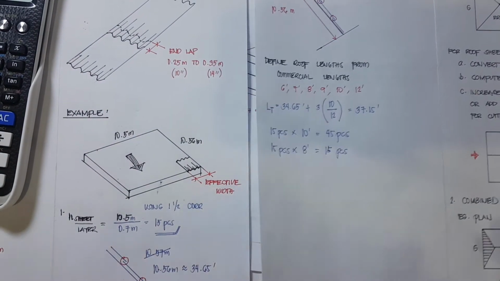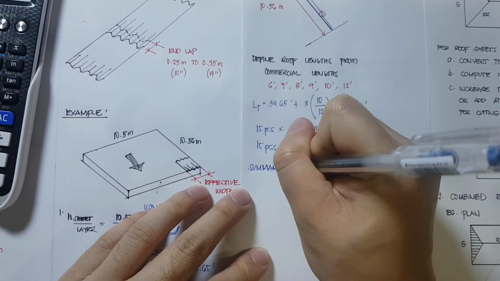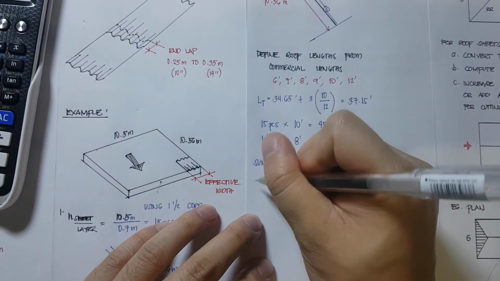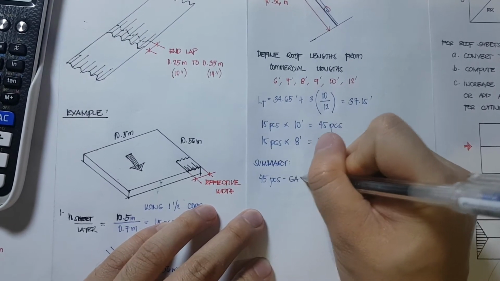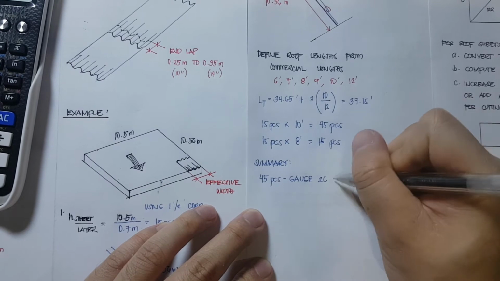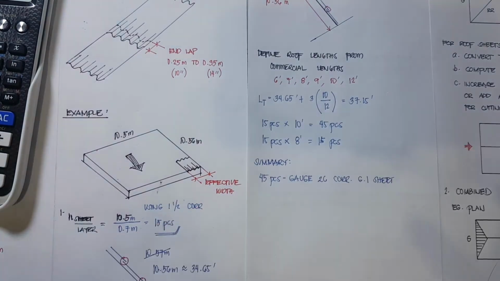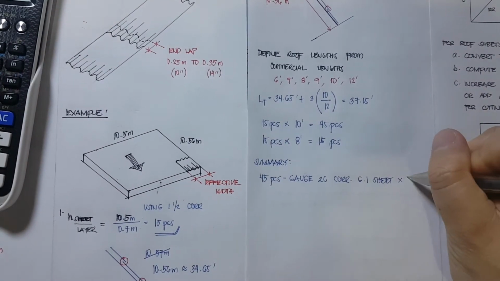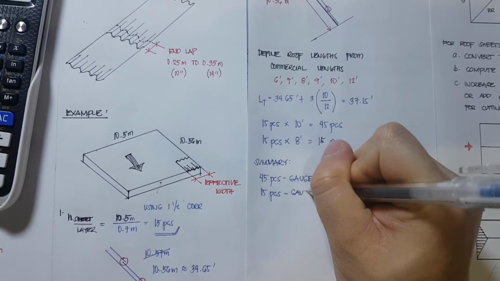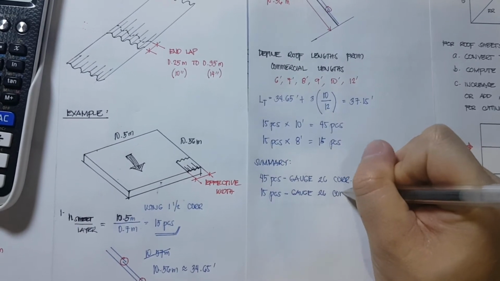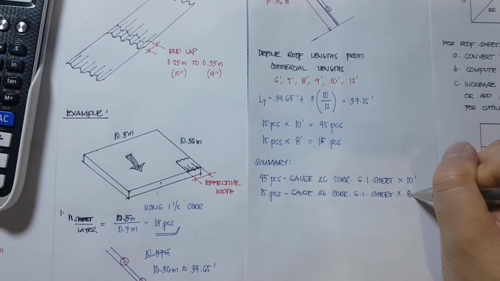Okay? So for summary, I am going to order 45 pieces of gauge 26 corrugated GI sheet by 10 feet and 15 pieces of gauge 26 corrugated GI sheet by 8 feet.